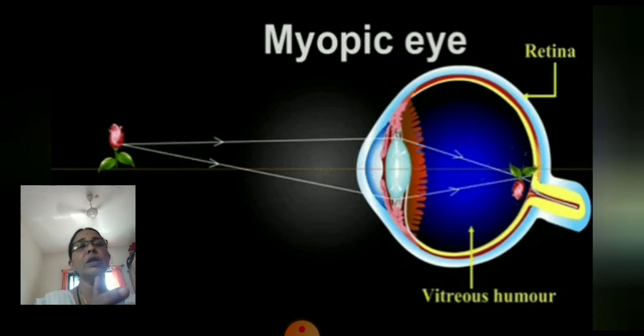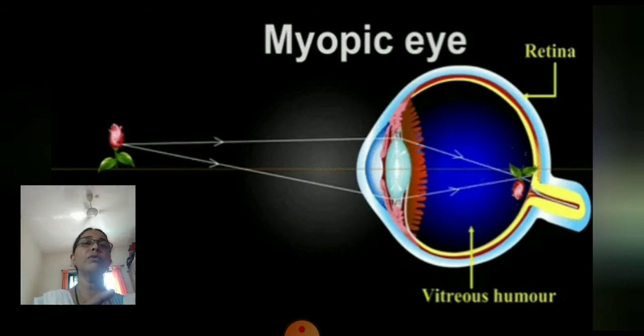Near things you can see clearly, but the far objects cannot be perceived clearly. So in the myopic eye, the eyeball flattens, which means the diameter increases. As the diameter increases, the distance between the cornea and the lens also increases. If this increases, the diverging property of the lens also decreases.